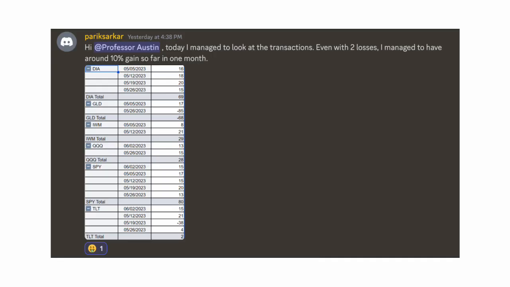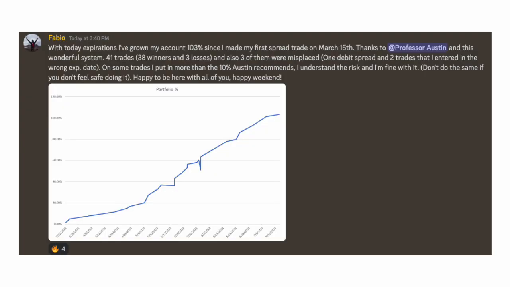That's insane. Okay, this one right here. Even with 2 losses, I managed to have a 10% gain for the single month. Guys, do you see that? With losses, he's still making a 10% gain in 1 month. That's what most people strive to make in a single year. That's insane. Right here, I've grown my account by 103% since March. Thank you. 41 trades, 38 winners, 3 losses, all because of this algo. It's not perfect, but it's sure very close to it.